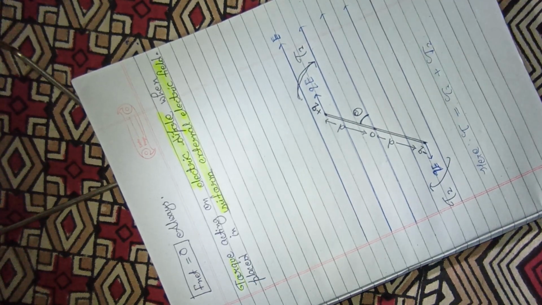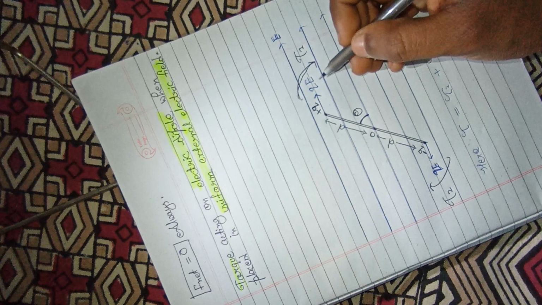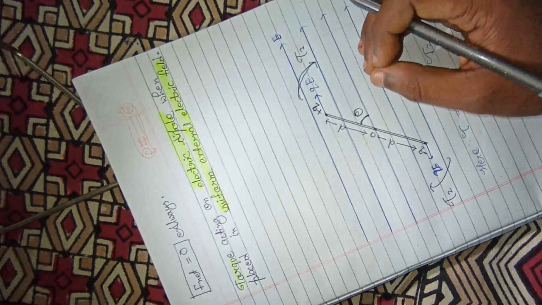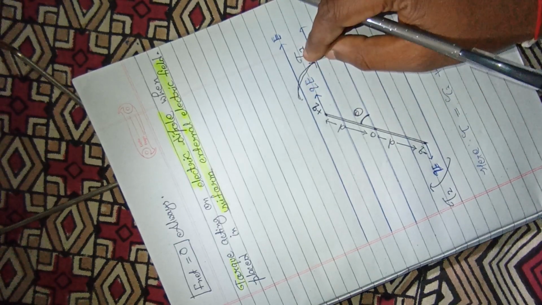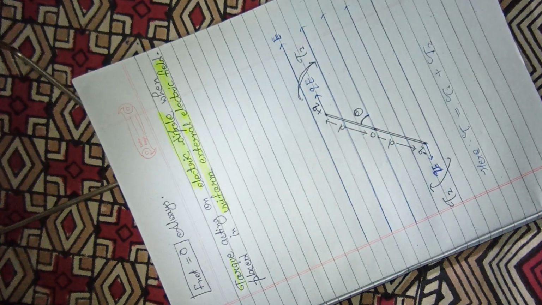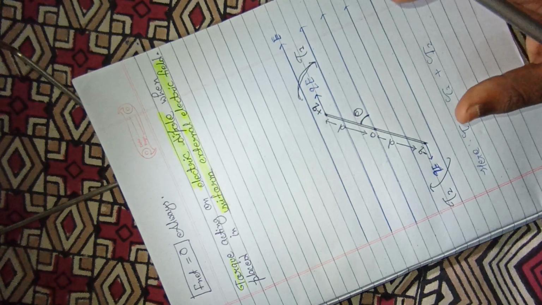As we all know, torque equals force into perpendicular distance. The force is qE, and the perpendicular distance is between the force and the axis of rotation. This is our axis of rotation. But is this the perpendicular distance? No, sir, this is not the perpendicular distance.